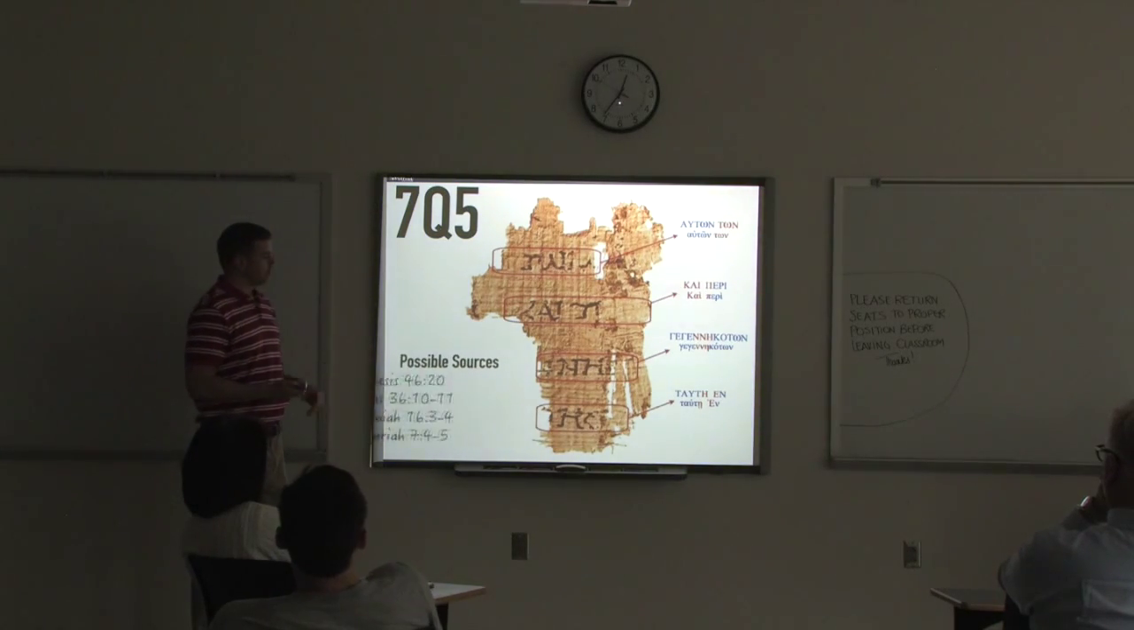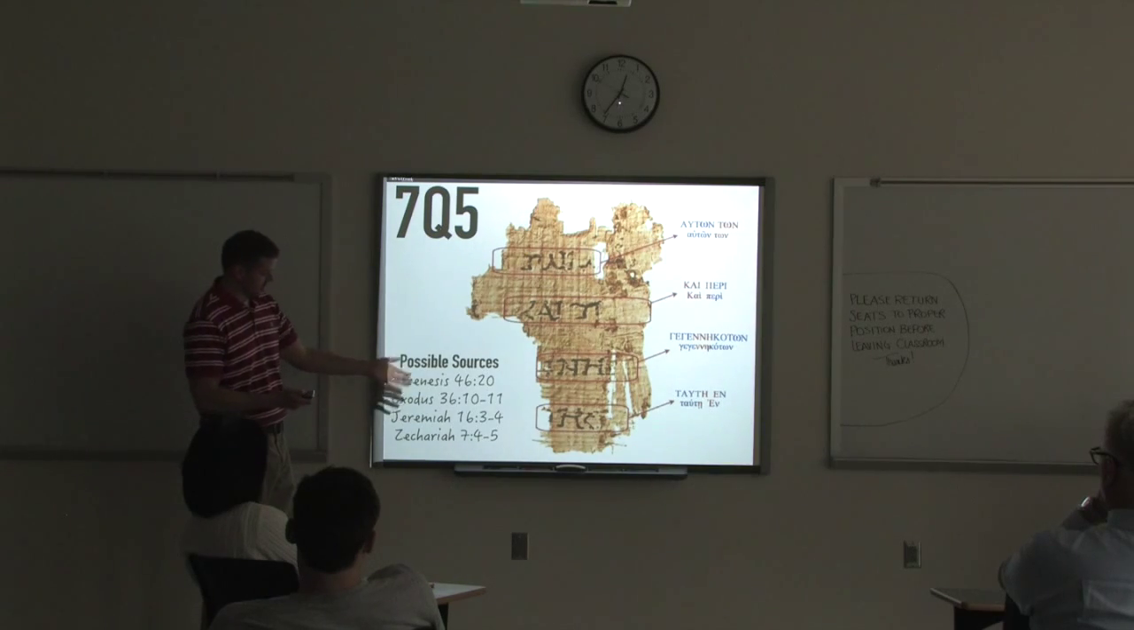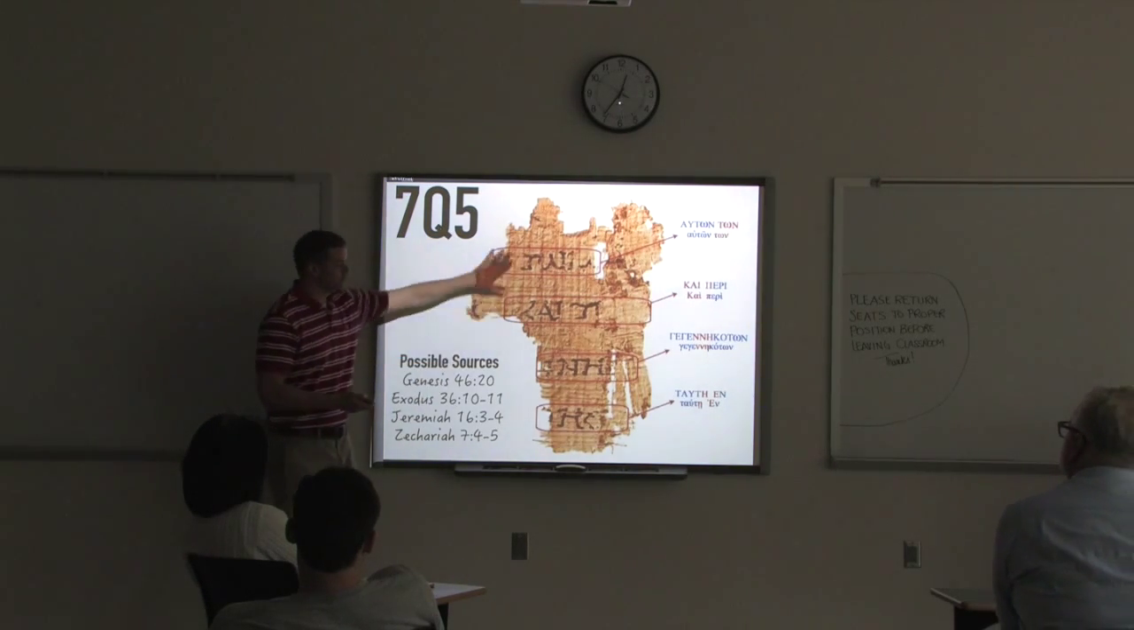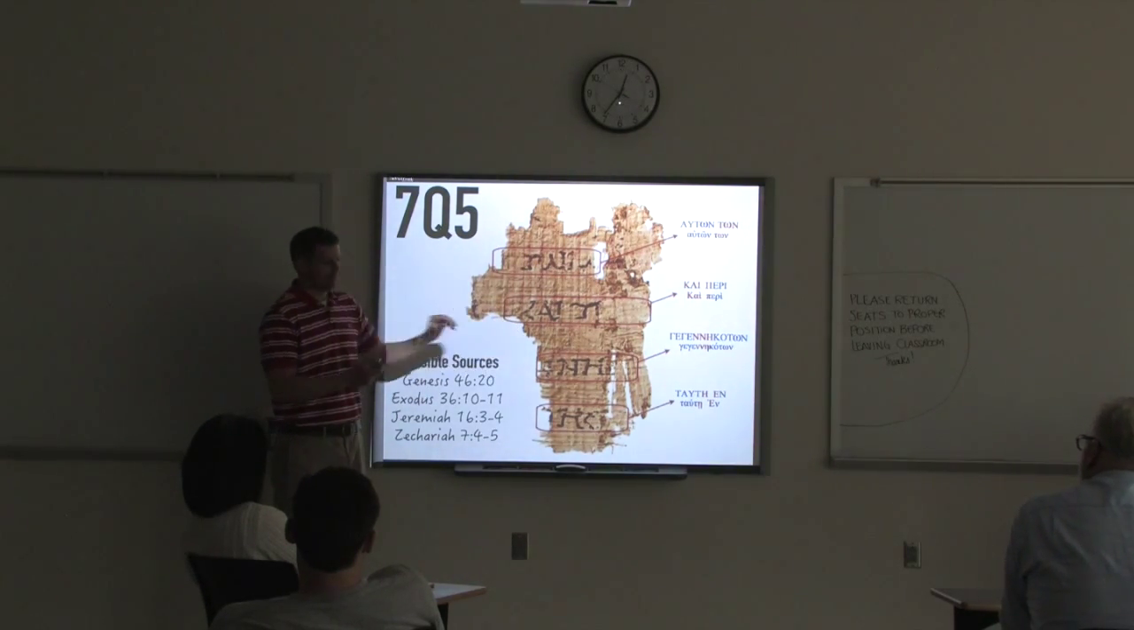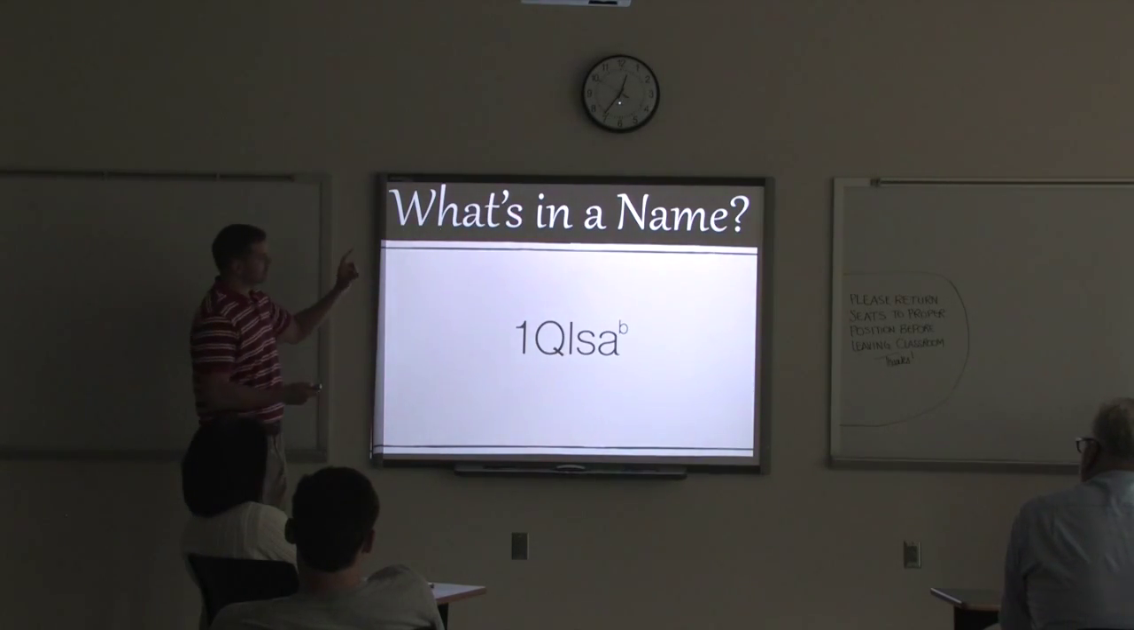But we think probably more likely that this comes from part of the Hebrew Bible, the Genesis, Exodus, Jeremiah, Zechariah, somewhere else, but probably not the New Testament. Again, these are not Christian documents. You notice that the names, I had 7Q5. This is what the names mean actually.